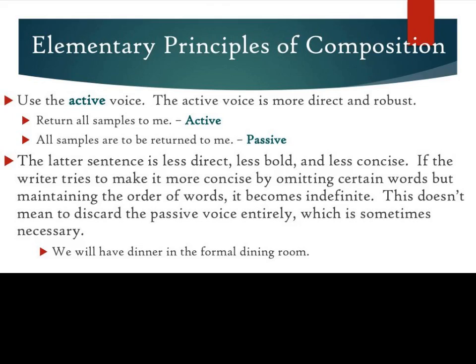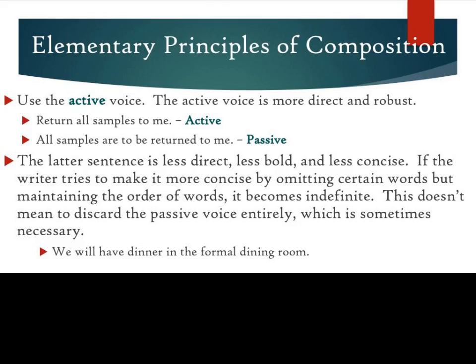Okay, first, the principles of composition. It is very important that you use an active voice, especially when writing about history. The active voice is definitely more direct, it's more robust. The reader will get a sense of description from an active verb as opposed to several different adjectives. So use your verbs in an active voice to describe the scene. And I've provided 2 examples.